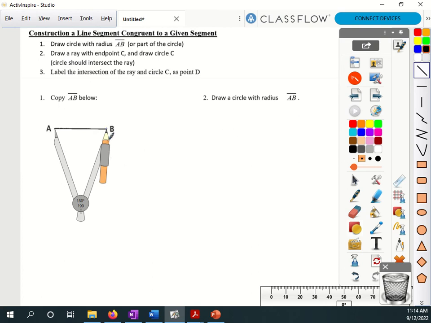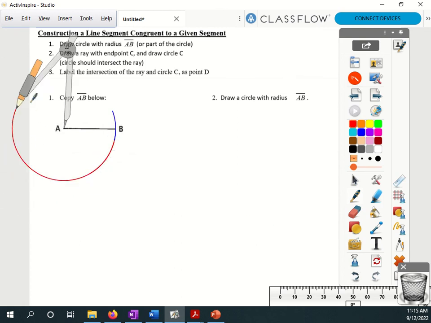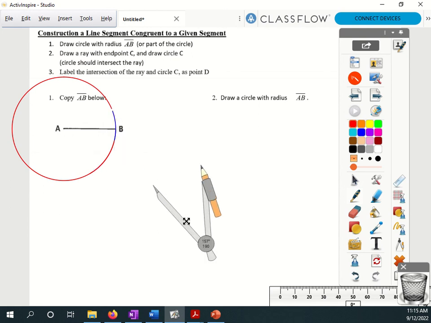And then what I might do for myself is draw a little arc, okay? This arc is part of this crazy circle, but I don't need all of it. I just need that portion right there, okay? So I know the circle's there, but I'm not using it.